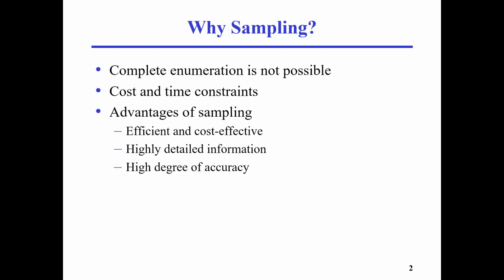So advantages of sampling include being efficient and cost effective because you only have to enumerate or survey a part of the total population. Your samples can have highly detailed information, and this information is just accurate enough. But the big assumption here is that the sampling method you're using is scientifically designed and it is suitable for your specific applications or your specific studies. Okay, so sampling methods are important.